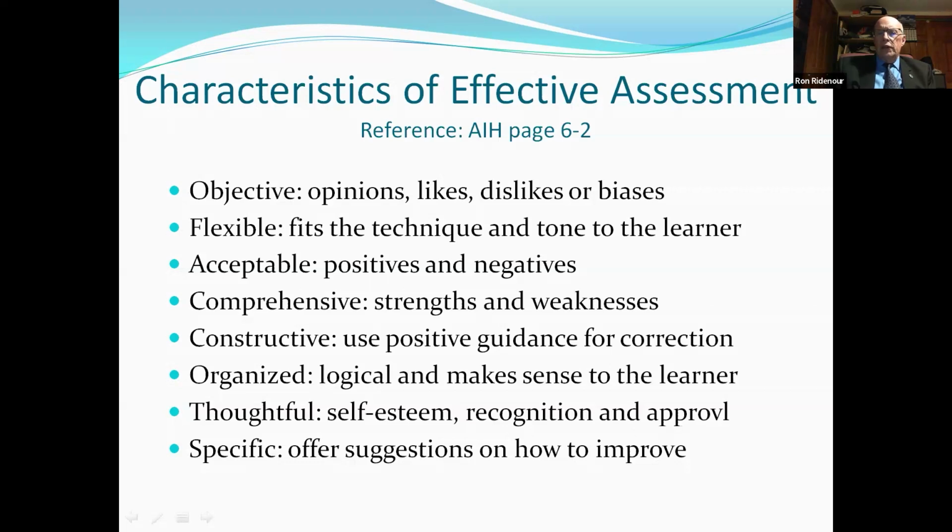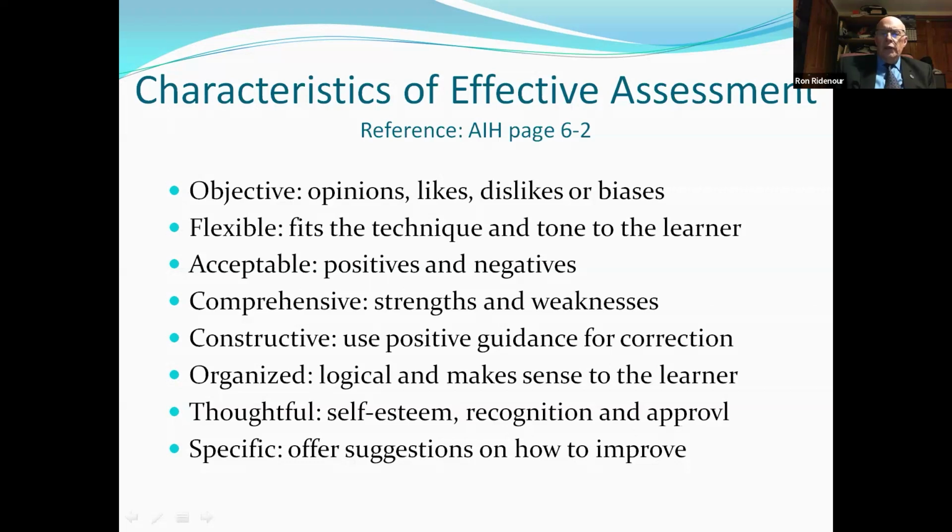Be flexible, and fit the technique and the tone to the learner. Some people don't like it when you criticize them, and I think that's kind of human nature to some extent. None of us like that, so be sure that you perceive the kind of learner that you have, and if they're going to shut down with any kind of criticism, try to avoid that. Try to instead offer encouragement of how they can improve in that area, rather than saying how poorly they did in that area.